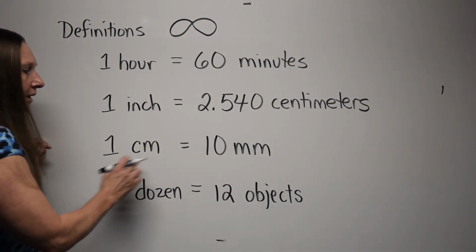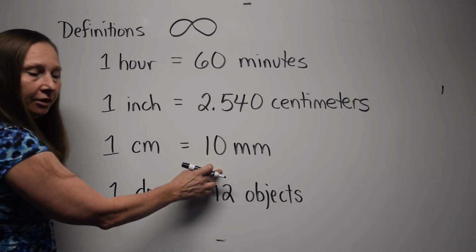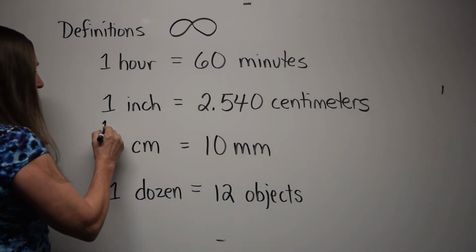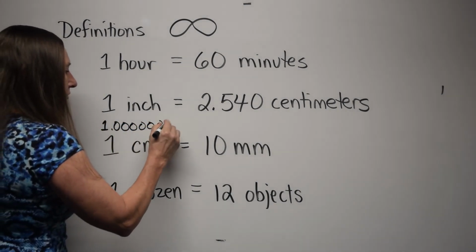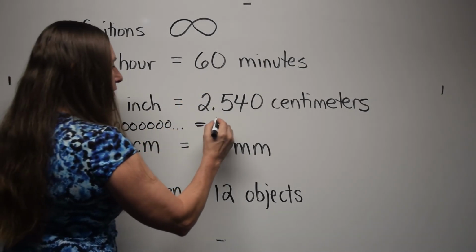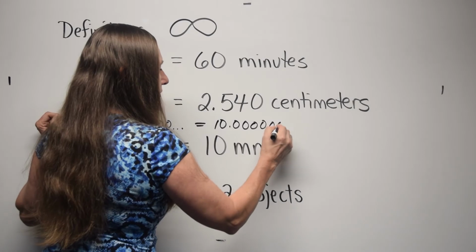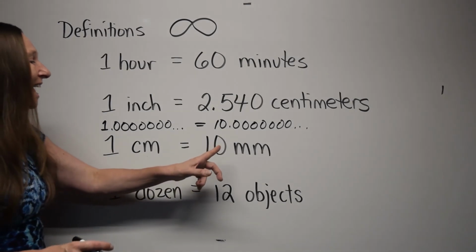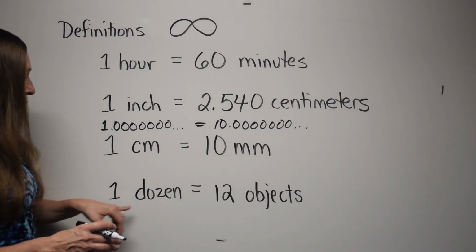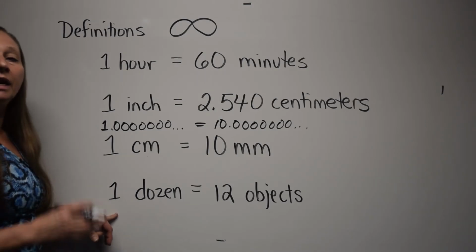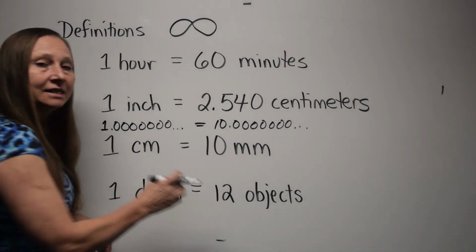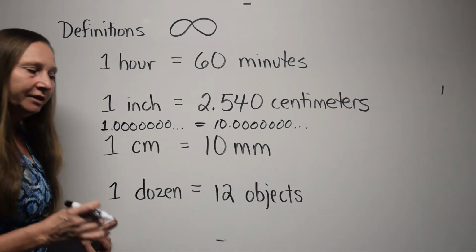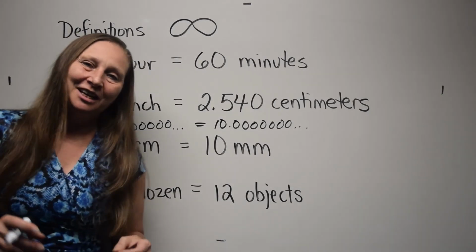1 centimeter is defined as exactly 10 millimeters. This 1 and this 10 have infinite significance. It might as well be written 1.000000, go on forever, equals 10.000000, go on forever. Infinite number of significant figures, infinite number of significant figures. 1 dozen, this 1, infinite significance because it is defined as exactly 12 objects. Whatever those objects are, doesn't matter. This 1 has infinite significance. This 12 has infinite significance.